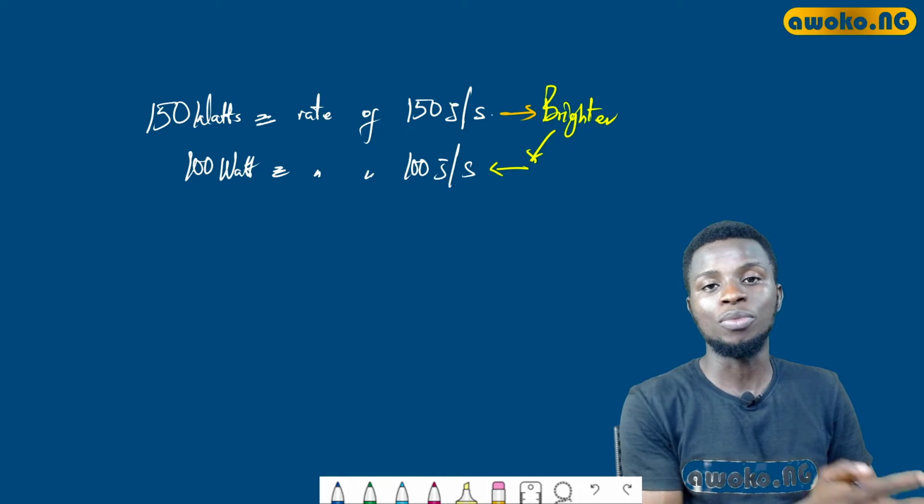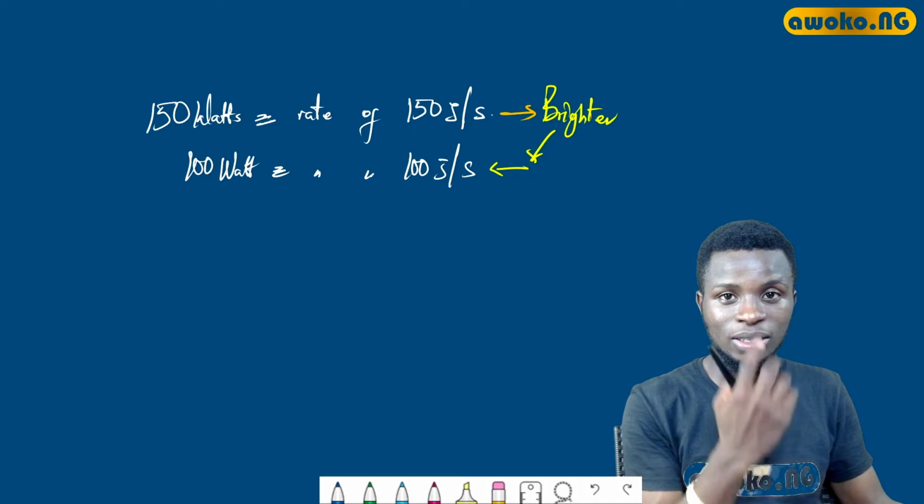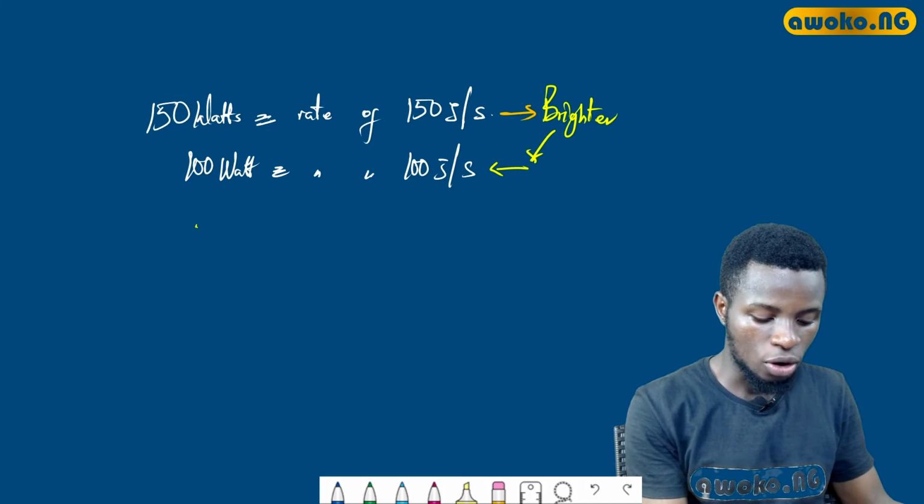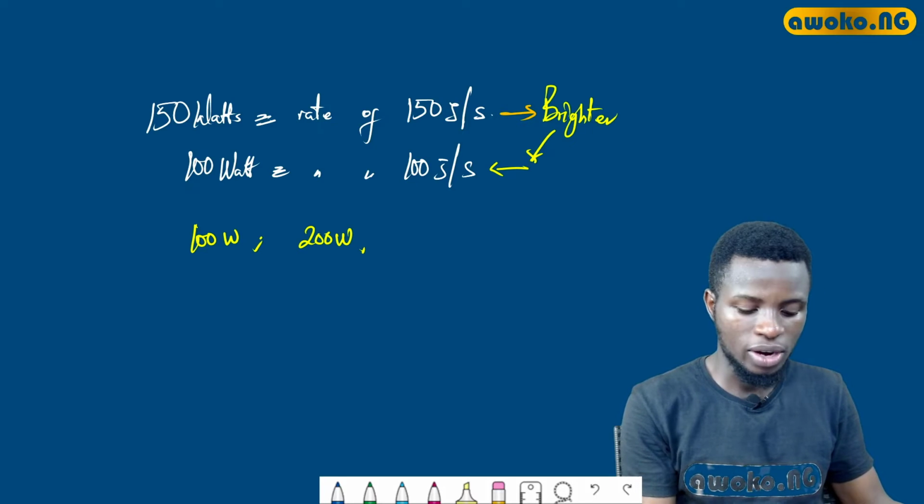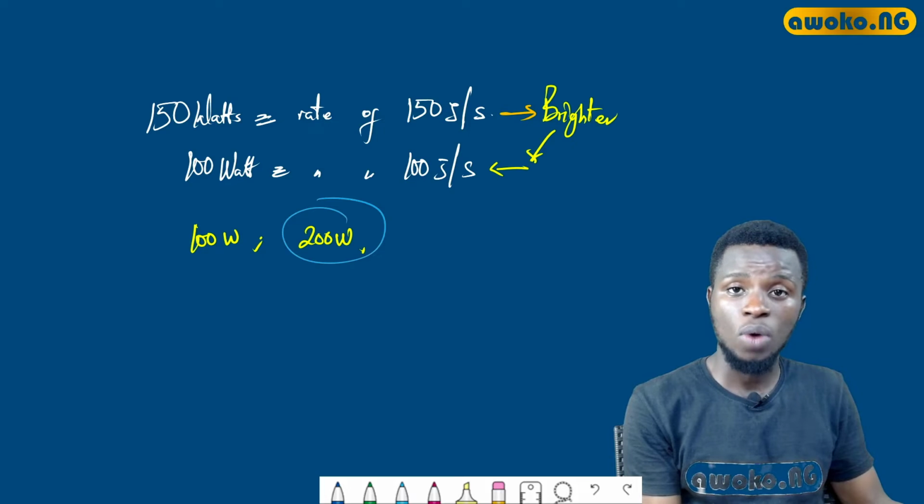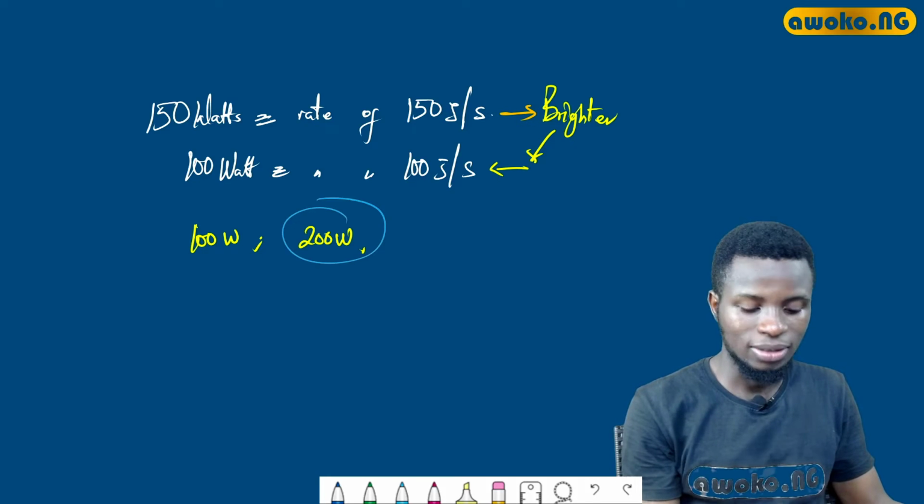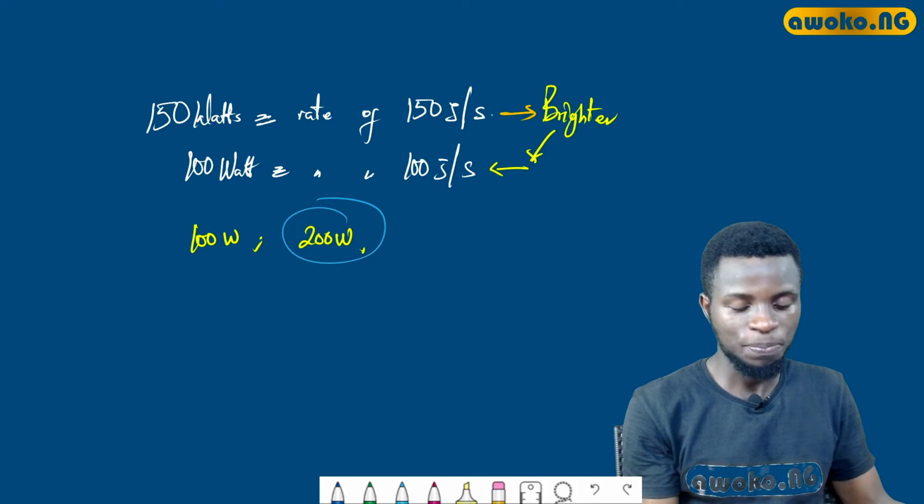That is why you see some bulbs, the bulb rating in some cases could be 100 watts, some will be 200 watts, and so on and so forth. So you realize that the bulb of 200 watts will produce a brighter light than the bulb of 100 watts.